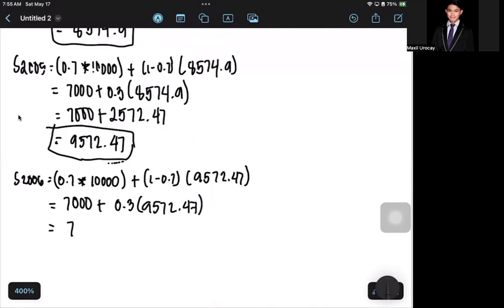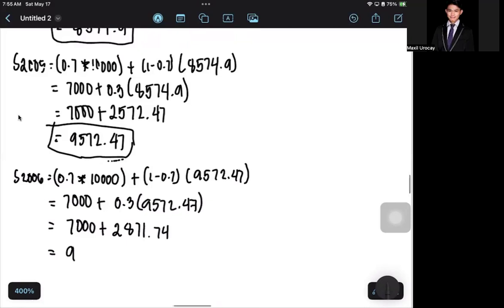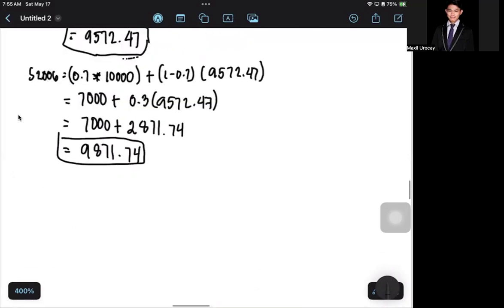It will become 2,871.74. And then plus 7,000. Okay, that will become 9,871.74. So this will be the forecasted data for 2006.